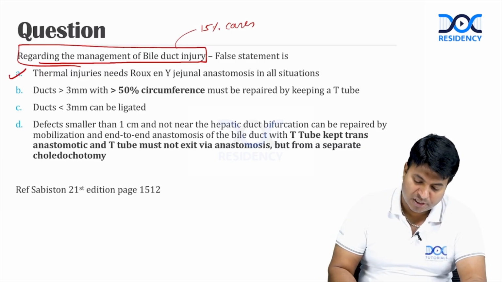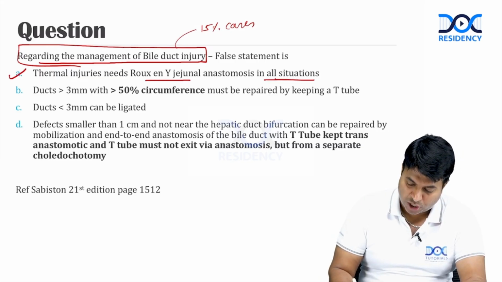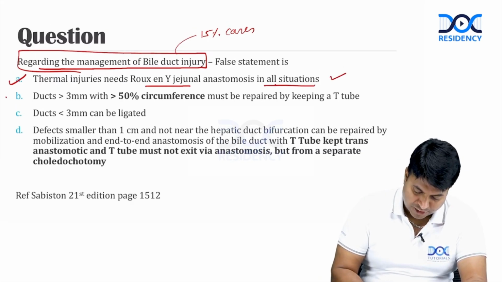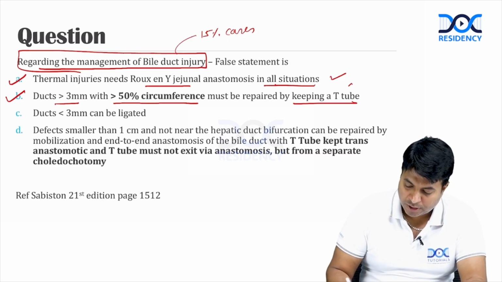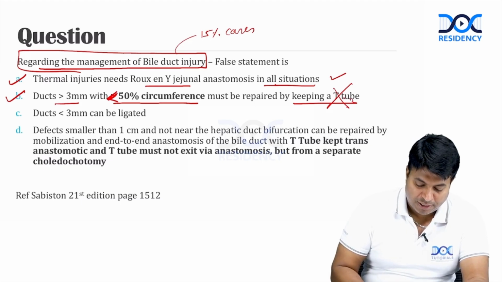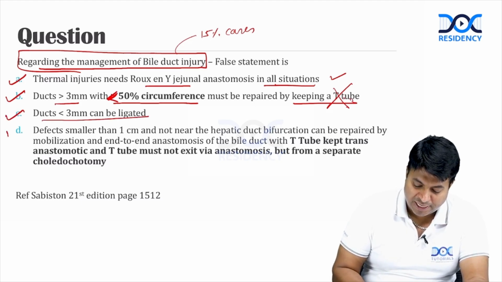Thermal injuries need Roux-en-Y hepaticojejuno anastomosis in all situations. True. Ducts which are more than 3 millimeter, more than 50% circumference must be repaired on T-tube. No, less than 50% circumference only will be repaired on T-tube. Ducts less than 3 millimeters can be ligated.